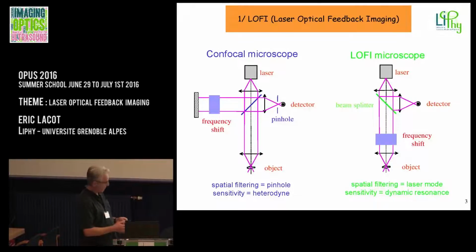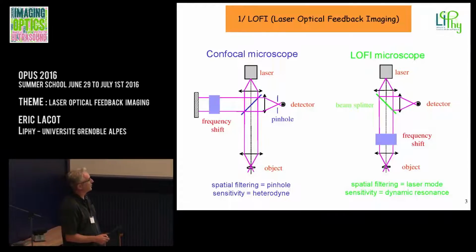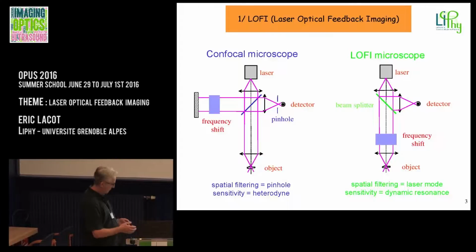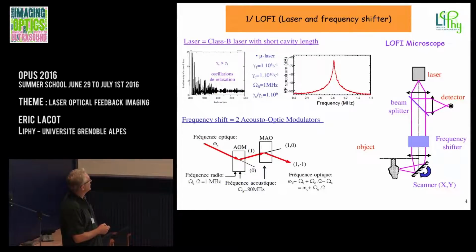If you want to build a Lofi microscope, you need two things. The first thing is you need a good laser, and from the dynamical point of view a good laser is a class B laser, which exhibits relaxation oscillations. Here you can see the temporal evolution of the laser intensity when you start the laser, and you can see relaxation oscillations. In the Fourier transform of this time evolution, you can see the resonance frequency, which is called the relaxation frequency, in the megahertz range.